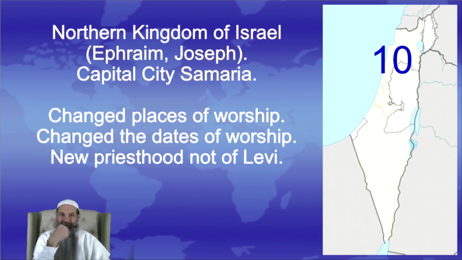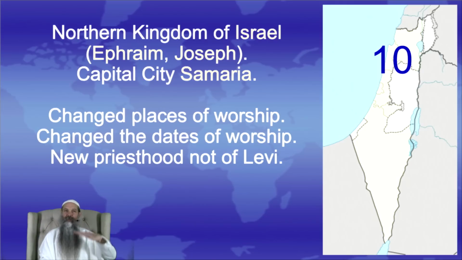One of the main things he did is he changed the places of worship, and he set up idols in those new places of worship, setting up golden calves in Dan and Bethel. He also changed the dates of the worship. He moved the fall festivals back a month. And then he also established a new priesthood that was not descended from the tribe of Levi.